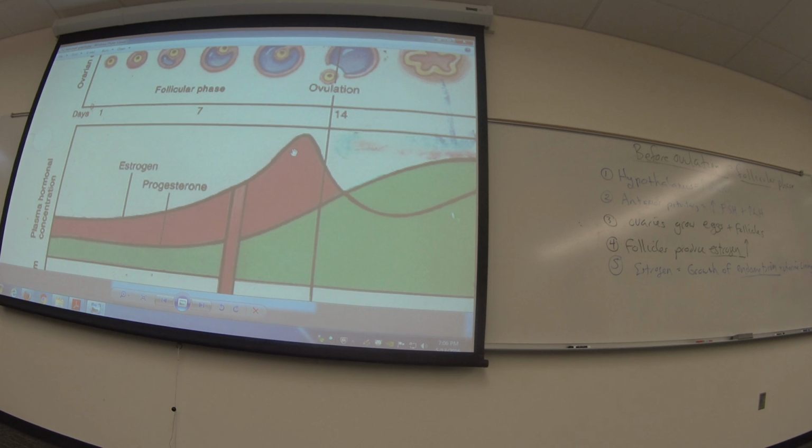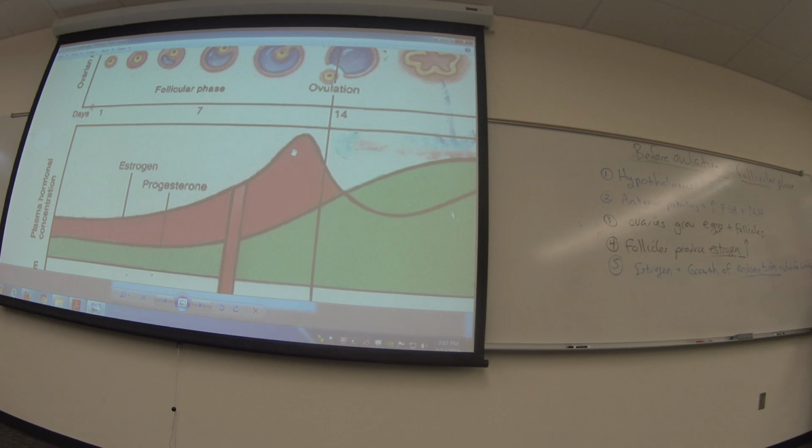Do we have more steps before ovulation? No more steps before ovulation. Here's ovulation, the step between that one and this one. Estrogen peaks. So your estrogen levels have skyrocketed because you're growing big follicles. And so they go way, way up.